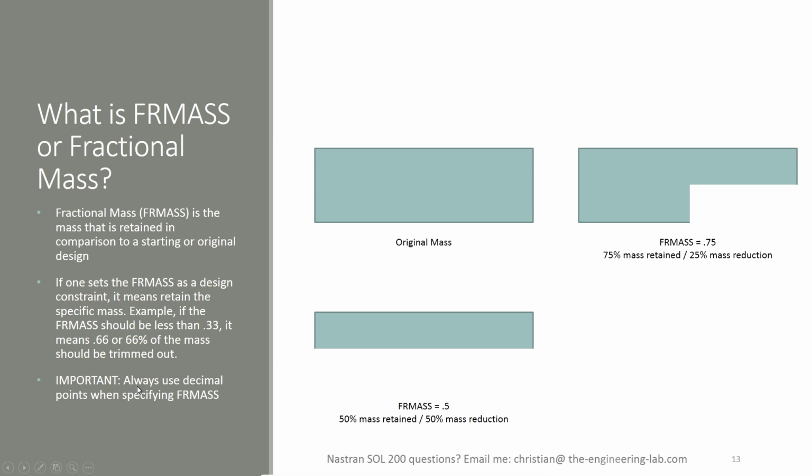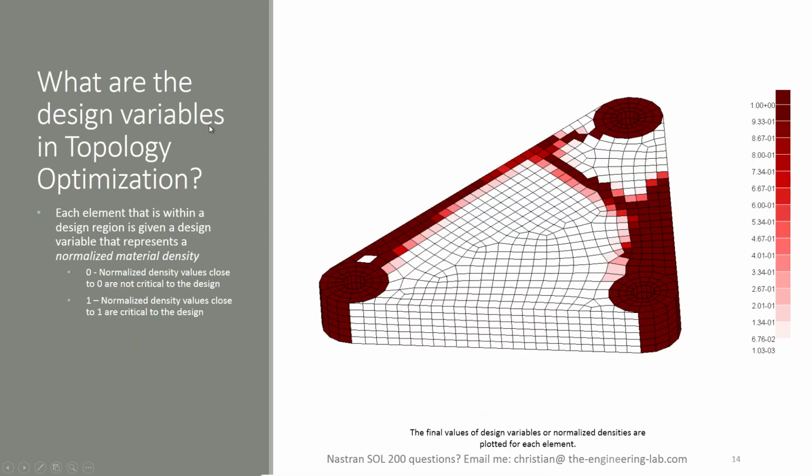Typically, when you see a topology optimization, the goal is to minimize the fractional mass as much as possible. One other thing too, if you're ever typing in a fractional mass, make sure you always use a value less than 1. The last thing you want to do is type in a fractional mass of 2.0, which would mean that you've retained 200% of the mass. That might actually cause an error within Nastran.